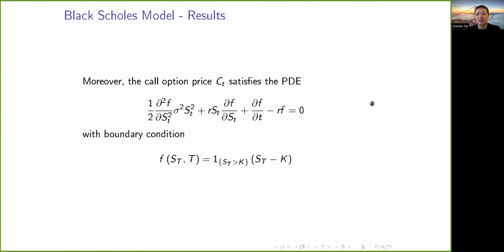Moreover, the model tells us that the European call option price satisfies this partial differential equation with a boundary condition given by the option price at the time of expiry. So this formula says if at the time of expiry, the asset price is higher than the strike price, then the option price is equal to the difference between the asset price and the strike price. If, however, the asset price is lower than the strike price at the time of expiry, then the call option price has no value. Its price is zero.